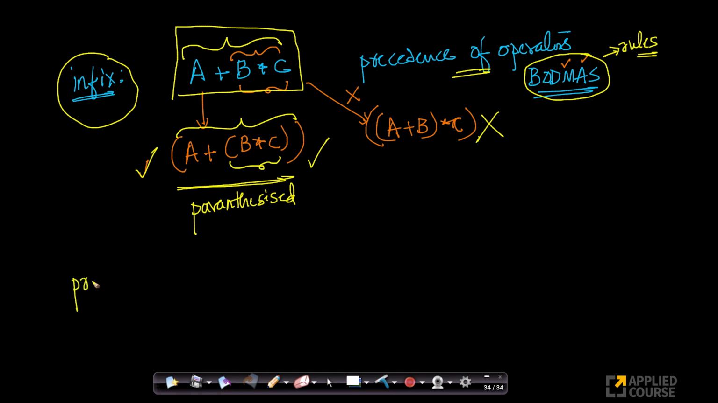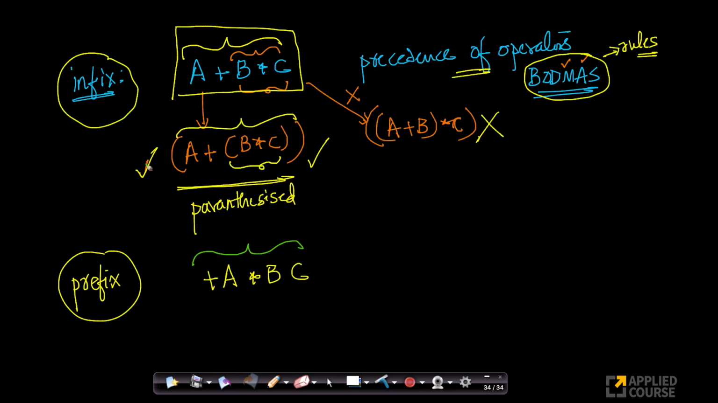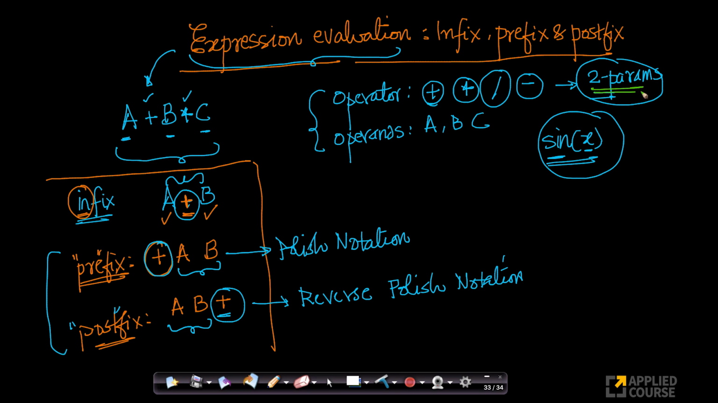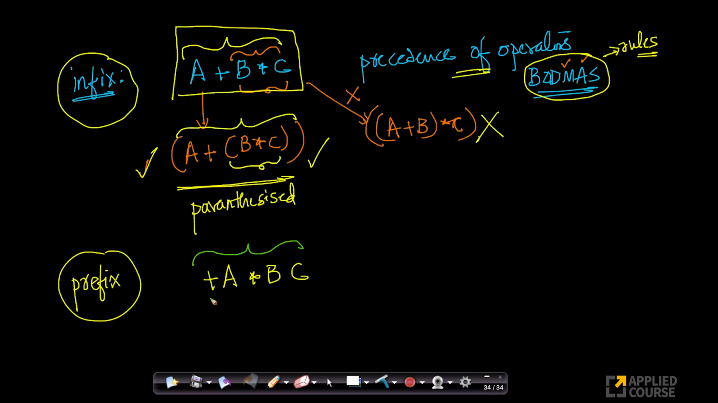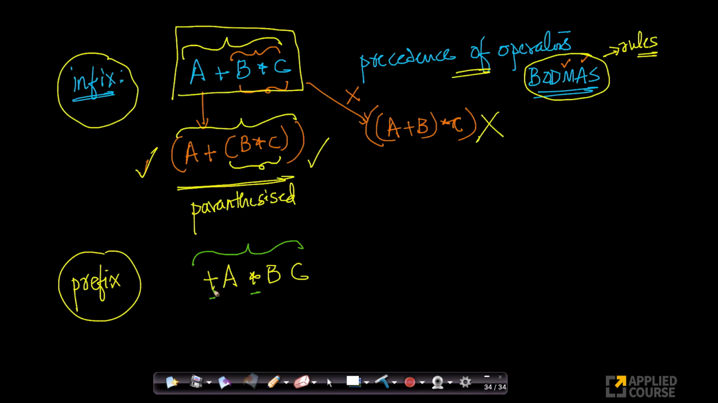Now let's look at prefix for the same thing, right? For the same expression, what would the prefix look like? Suppose I gave you a prefix, let's say my prefix is like this, right? Plus A star BC. Imagine this is my prefix expression, right? As long as every operator that you're using is a 2-parameter operator, right? What am I using? I'm using plus and star here. Both of them are 2-parameter operators, right? As long as all the operators are 2-parameter, I don't require parenthesization if I'm using a prefix notation. I'll tell you why. Look at this.